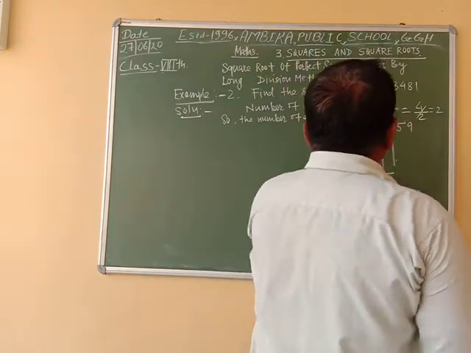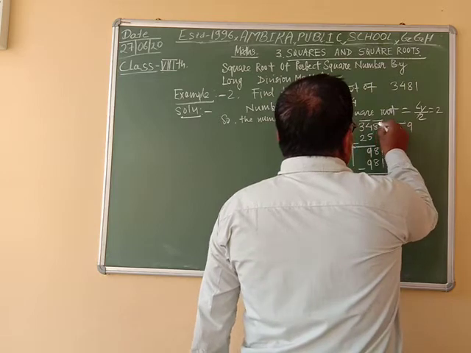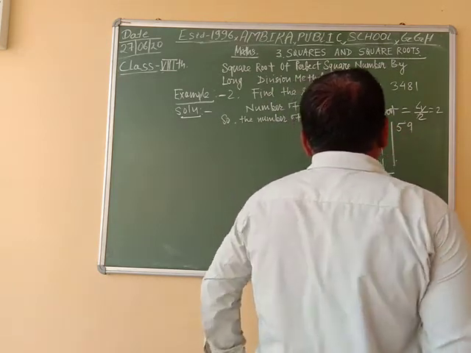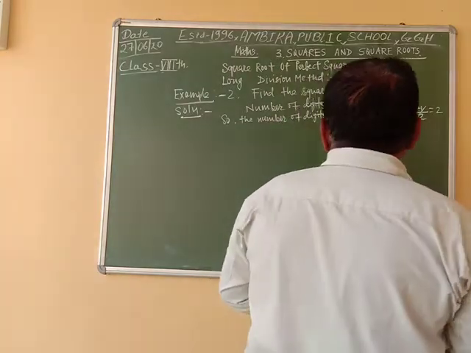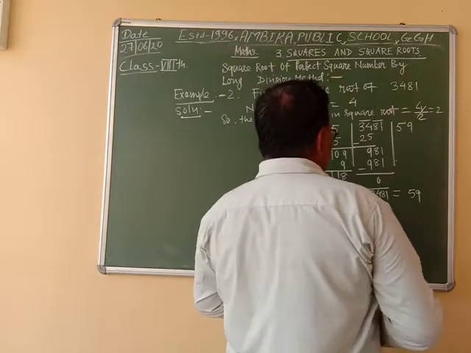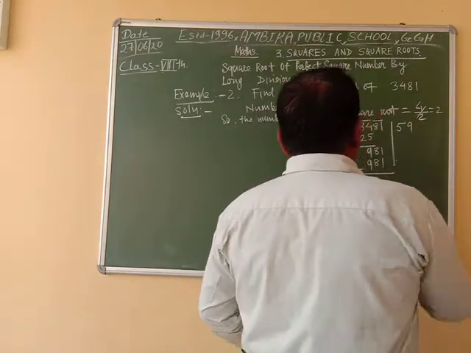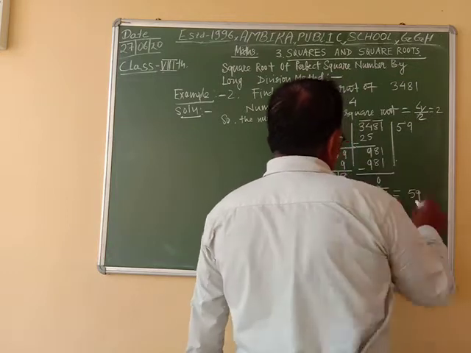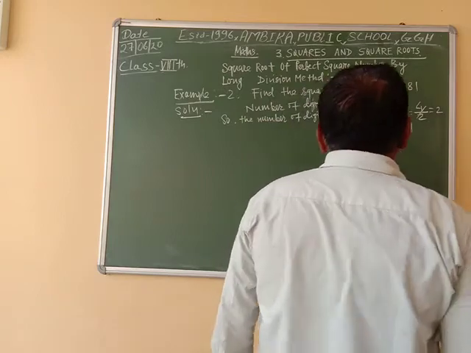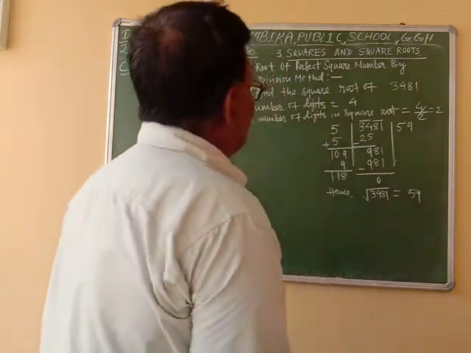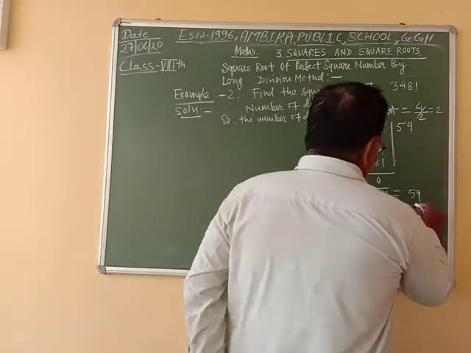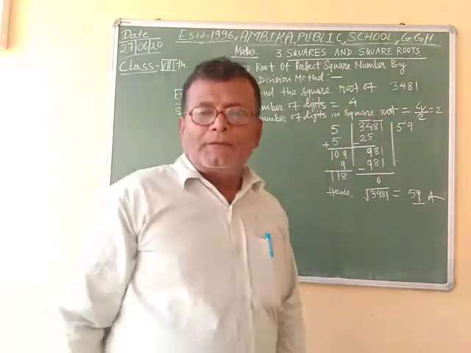Now again dividend is 981. Here write 81, second pair, and if we divide 109 by 9, we get 981 as product, and subtract, the remainder is 0. Hence the square root of number is 59.